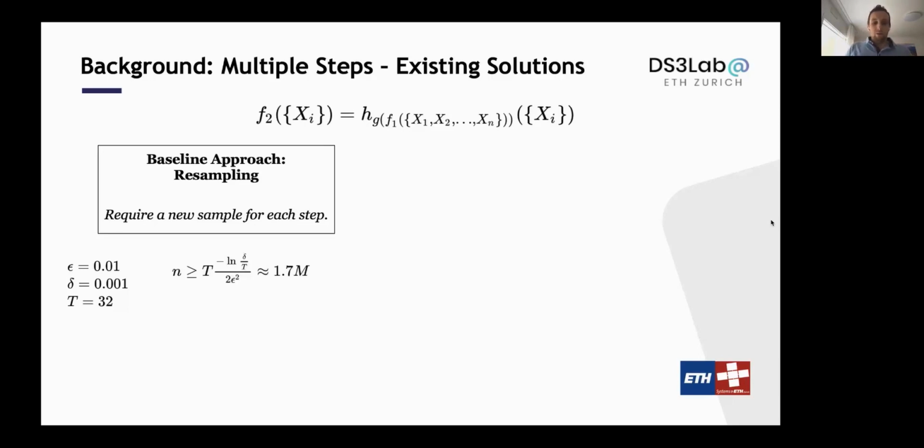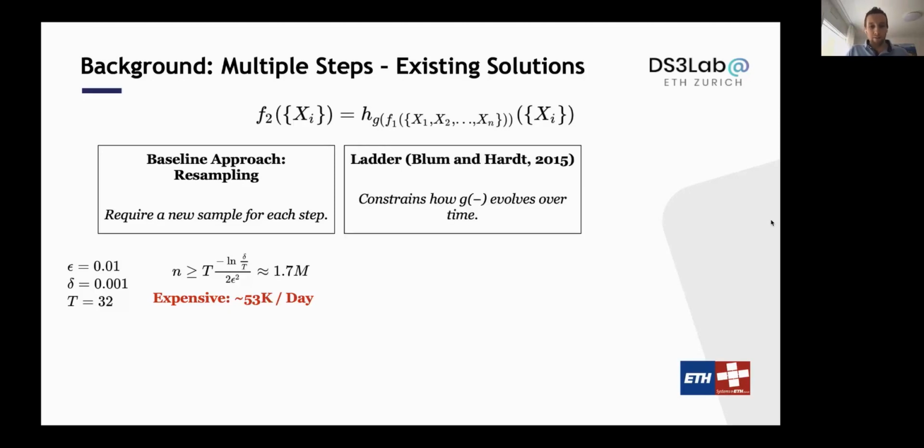Then our baseline approach for a very simple requirement would require us 1.7 million samples each month. That means 53,000 samples every day. Now, this is clearly too expensive.